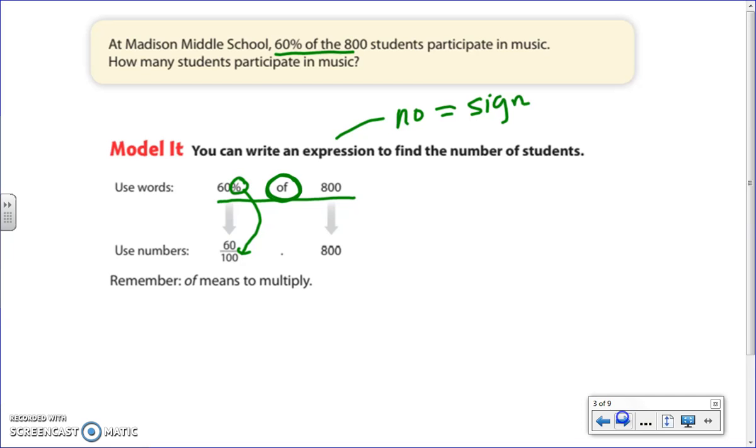The word of, that's important, that means multiply. This may be the first time you've seen a little dot used as multiplication. We do that because later on we're going to have variables, and x is a variable that's used often. It can be confusing if you have too many x's in your arithmetic. So we use a little dot for multiplication, and then of 800. 800 obviously is just a number. We're just going to leave that the same way.